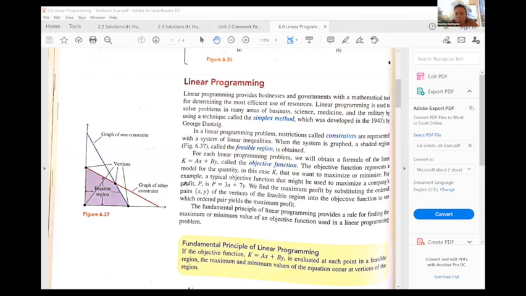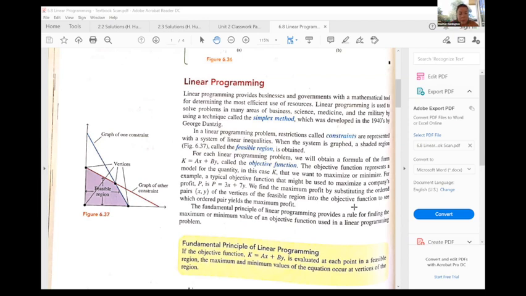The objective function represents a model for the quantity, in this case k, that we want to maximize or minimize. For example, a typical objective function that might be used to maximize a company's profit, p, is given as p equals 3x plus 7y. And we find the maximum profit by substituting the ordered pairs (x, y) of the vertices of the feasible region into the objective function to see which ordered pair yields the maximum profit.